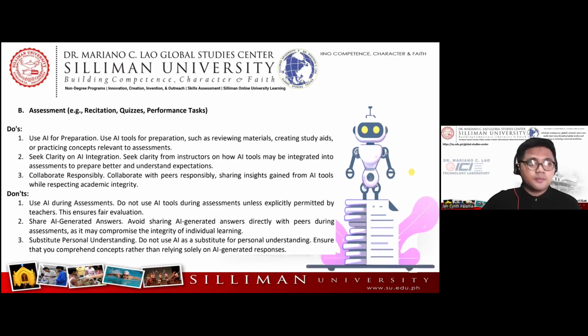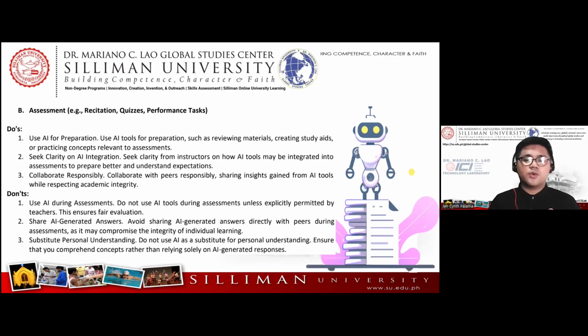Last, we have collaborate responsibly. Okay, so collaboration is a must. Collaborate with peers responsibly, sharing insights gained from AI tools while respecting academic integrity. It would also be best to collaborate with other people, your classmates, right? To share.